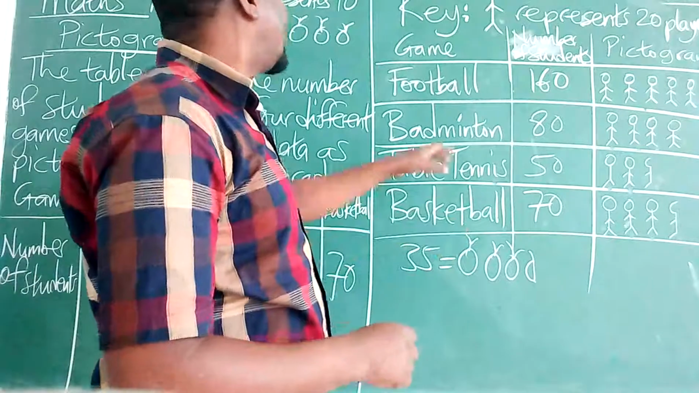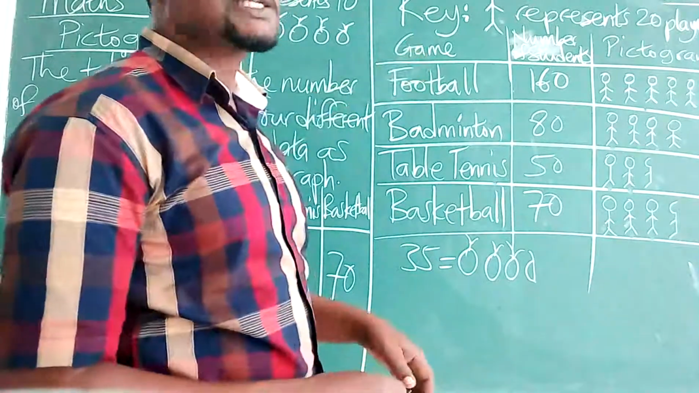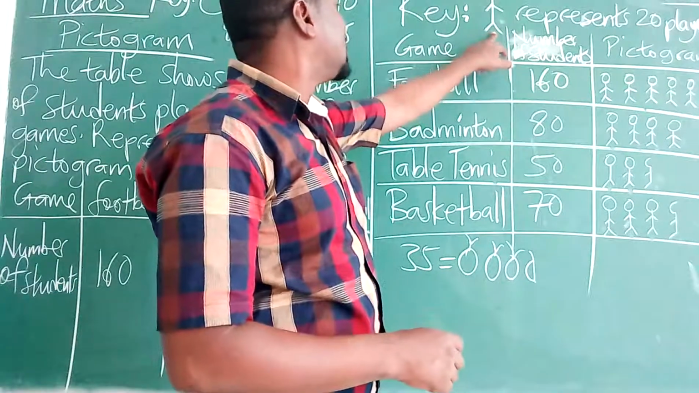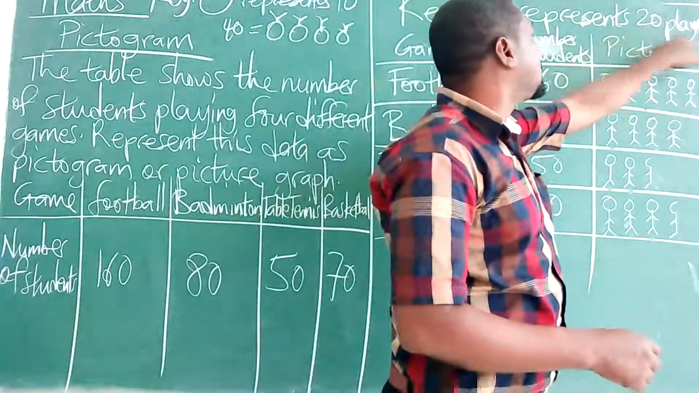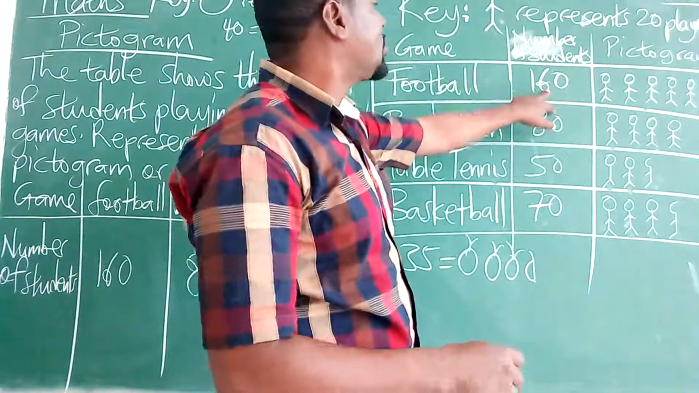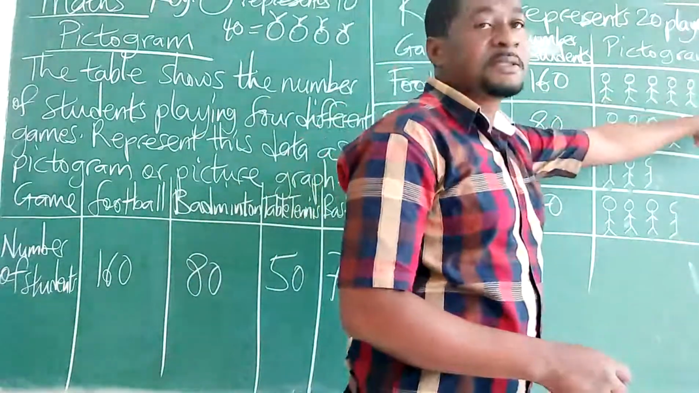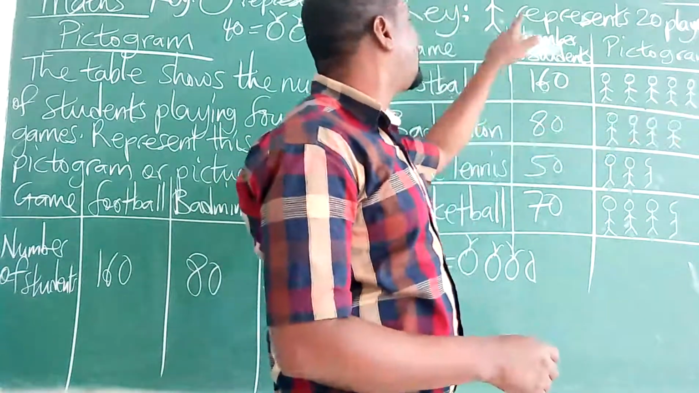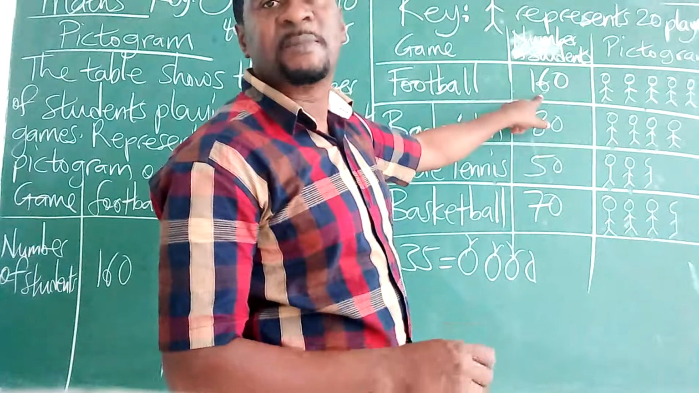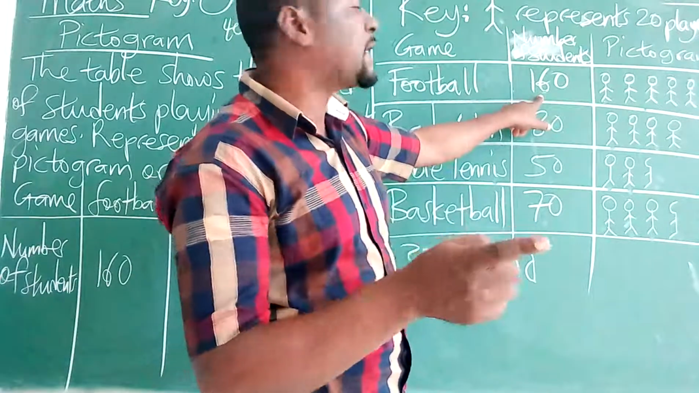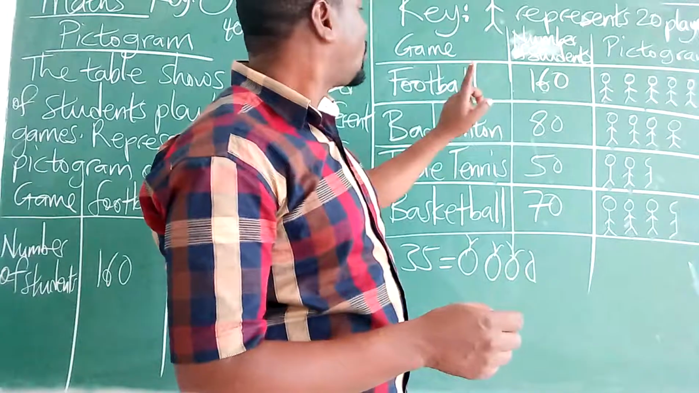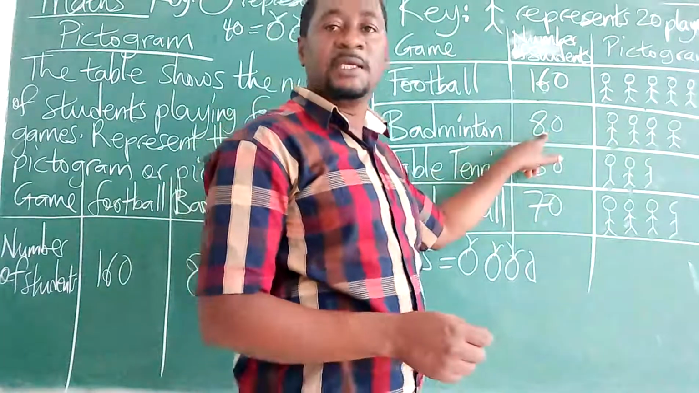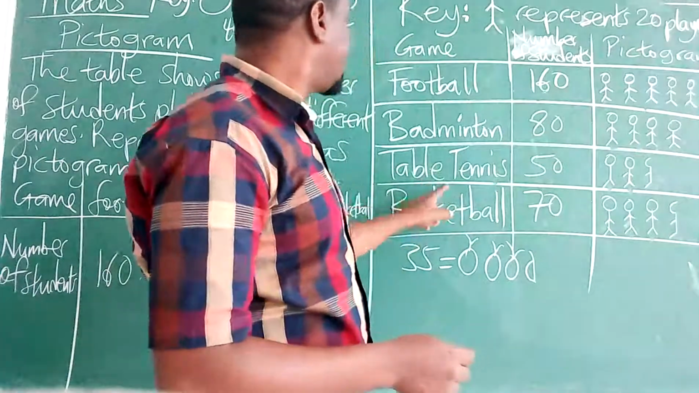Now, looking at the first example that we did, the key is 20. One person like this represents 20 players. So 160 is 8 people. That means 20 times 8 will give you 160. The badminton, we have 4 people. So 4 times 20 will give you 80.